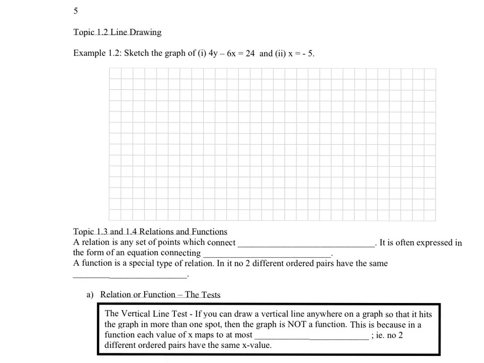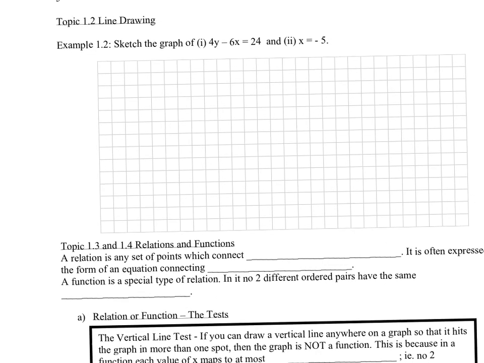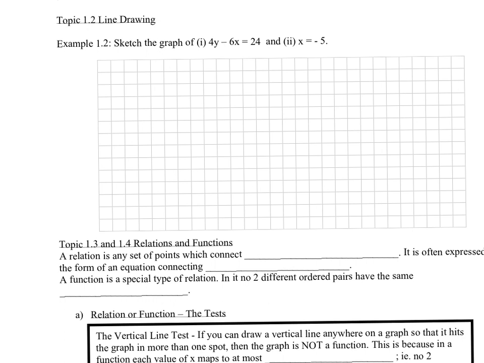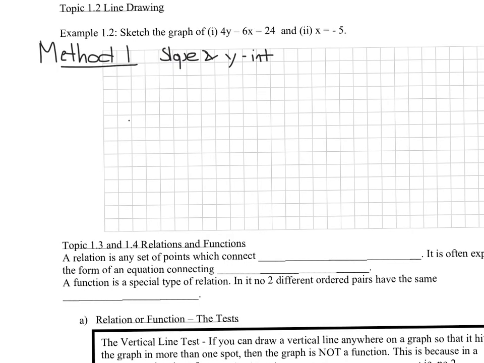As you can see, it's a really small topic, and we get asked to sketch the graph of 4y take away 6x equals 24 and x equals -5. Now there's two ways we can do this. We can either do it using the slope and the y-intercept, so that's one way, or we can do it in a second way using the two axis intercepts. So we've got an x-intercept and a y-intercept.